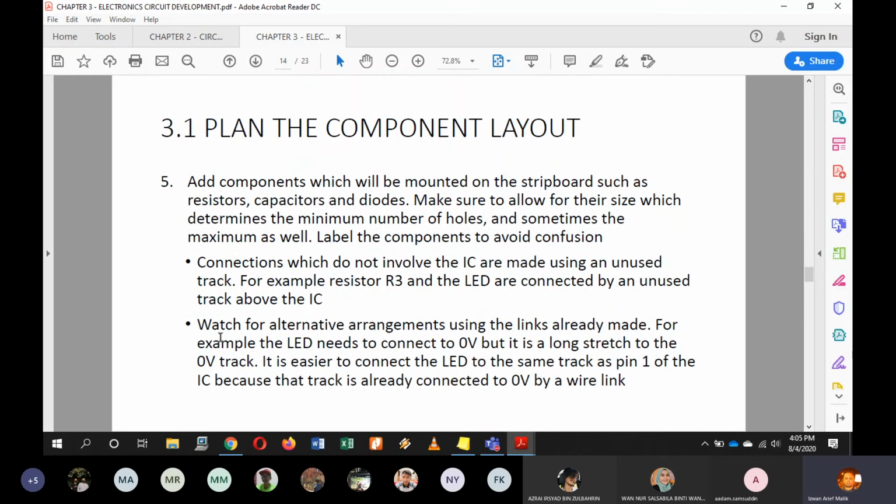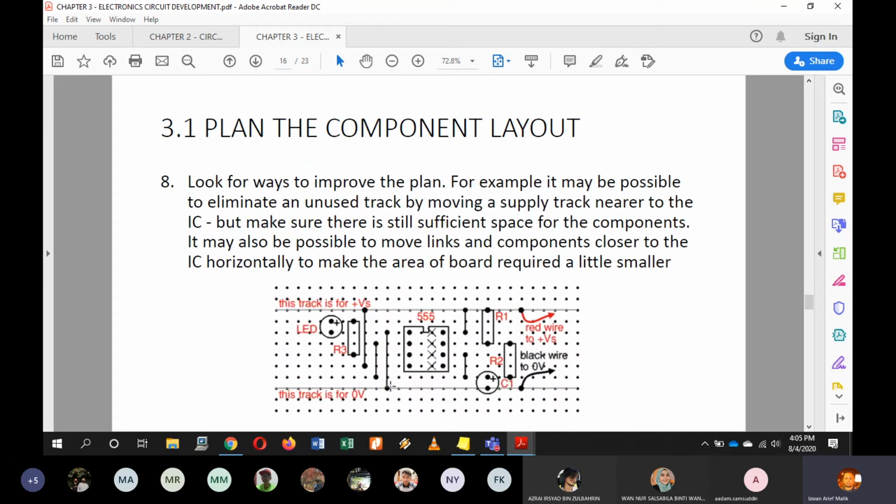And then watch for alternative arrangements using the links already made. For example, the LED needs to connect to 0 volt. Okay, ni yang saya cakap tadi lah. You basically can, from this point here, connect to this line of 0 volt, boleh. But we know that pin 1 is also connected to 0 volt.